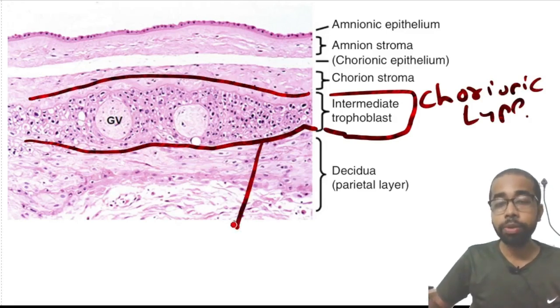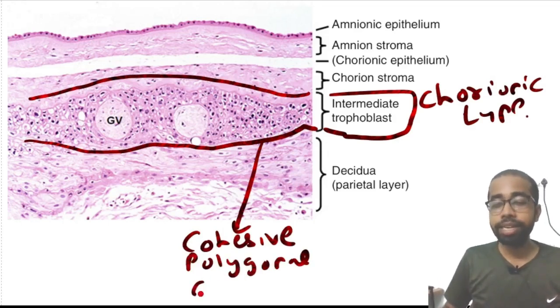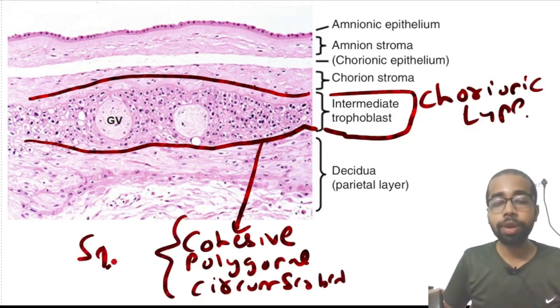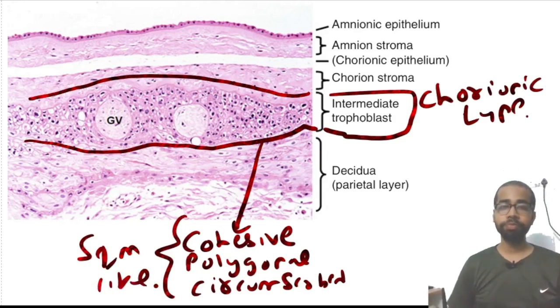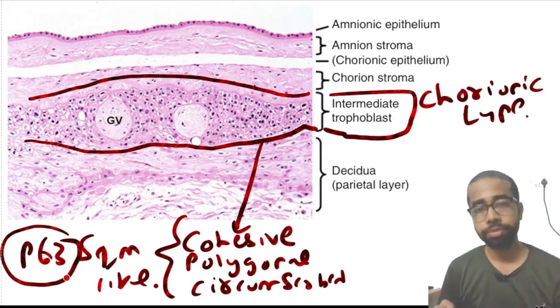And in fact, I can tell you, it is cohesive, right? It is kind of polygonal, kind of monotonous, and well circumscribed. And in fact, I can use this term. Don't you think it's looking squamous-like? Believe me, they also express P63, just the same as squamous, right?